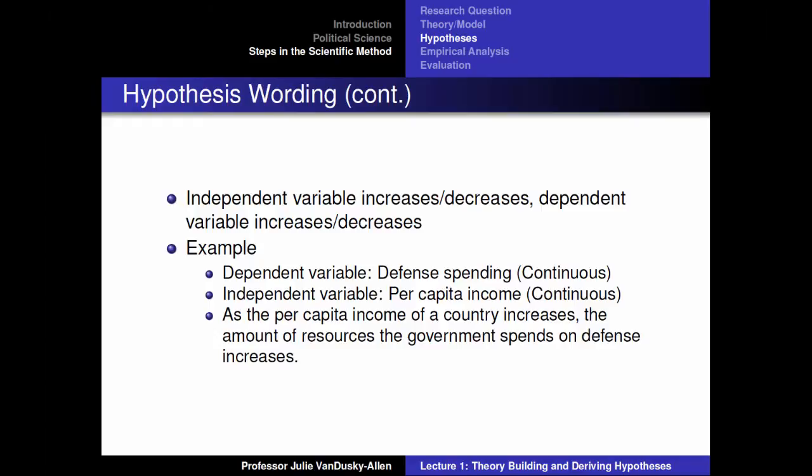Note that this hypothesis identifies how variations in the independent variable, per capita income, influence variations in the dependent variable, defense spending. In addition, we can observe this potential relationship in the real world. We could collect data from public records on countries' defense spending and collect data from public records on per capita income in those countries. Then we could observe whether, as a country's per capita income increases, their defense spending also increases.